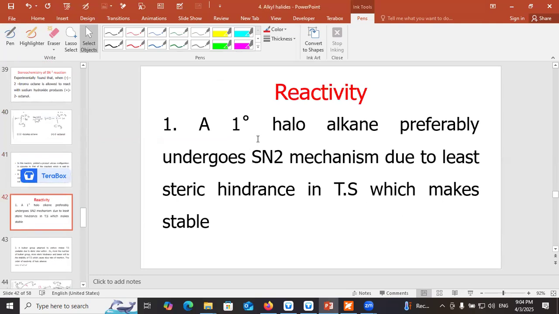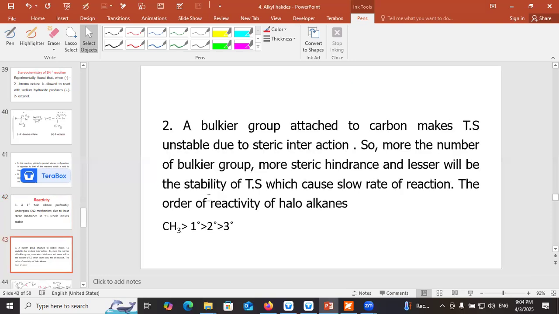Reactivity: primary haloalkane preferably undergoes the SN2 mechanism due to least steric hindrance in the transition state, which makes it stable. A molecular group attached to carbon makes the transition state unstable due to steric interaction. So the more the number of groups, the more the steric hindrance, and the lesser the stability of the transition state, which causes a slow rate of reaction. The order of reactivity of haloalkanes: methyl, primary, secondary, and tertiary.